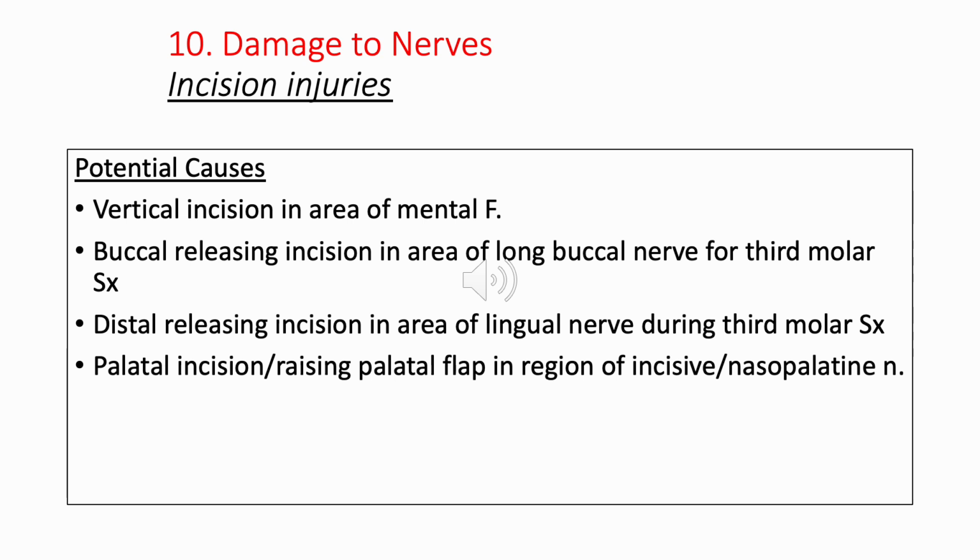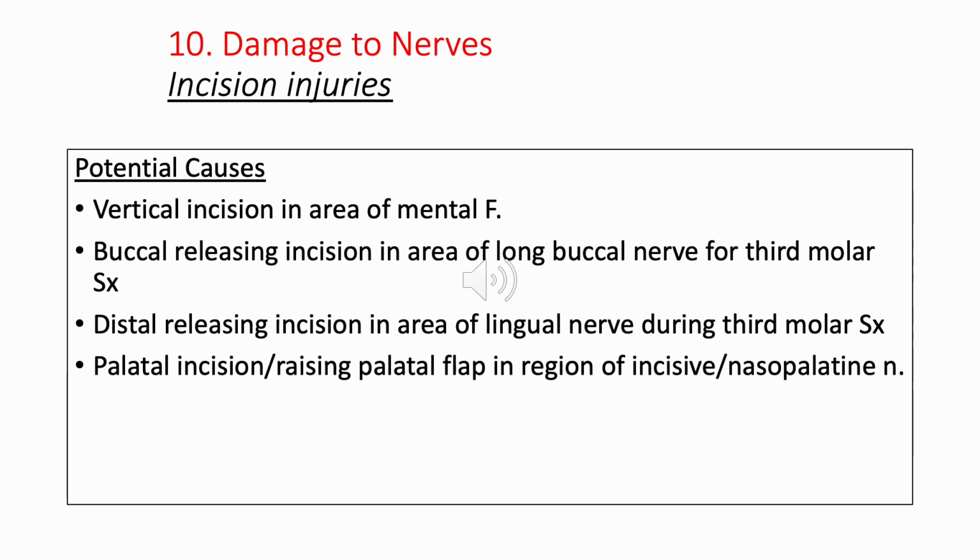Incision injuries, there's no excuse for these. We've talked about these in a standalone lecture discussing flap design. Essentially, you have to know where these nerves are, mental foramens. You don't want to do any releasing incision in the premolar area. When you do a releasing incision in the molar area, you do it in a distal buccal fashion so as to not go out the back and drop off the lingual aspect of the ramus, incising the lingual nerve, etc.